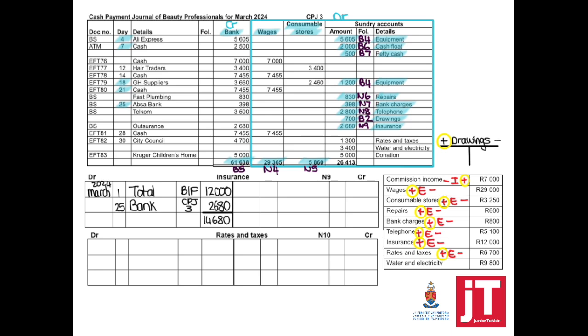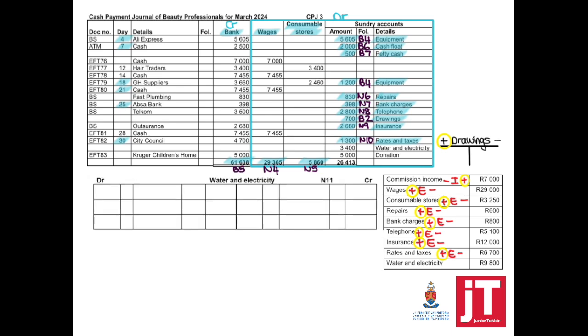Rates and taxes is an expense. On the debit side, total brought forward 6,700. From the CPJ, bank is credited, the rest is debited on the day of the transaction, which is the 30th, and the amount 1,300. At the end of the month, total. What is my total rates and taxes? 8,000. This will be your opening total in the new month.